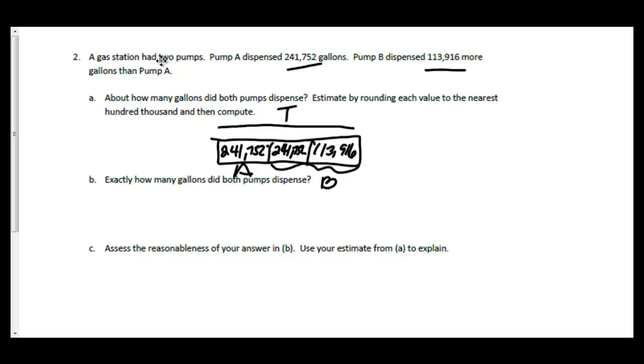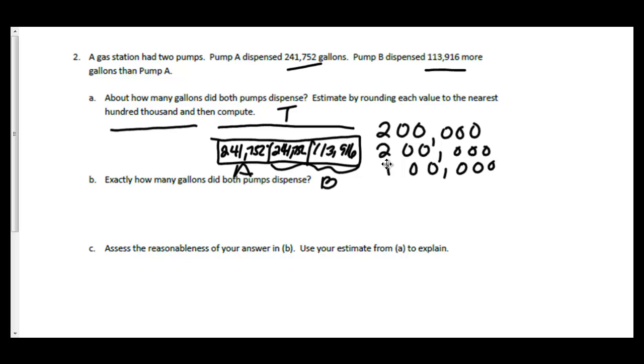So it says about how many gallons, and it says round each value to the nearest 100,000. So I like that. That's going to give me lots of zeros. So 241,752 would round to 200,000. So I would have 200,000 plus another 200,000, and then 113,000 would round to 100,000. This is going to be really easy to add. So the answer would be 500,000. That's my estimate.